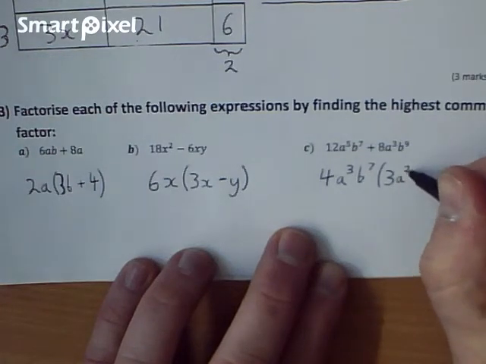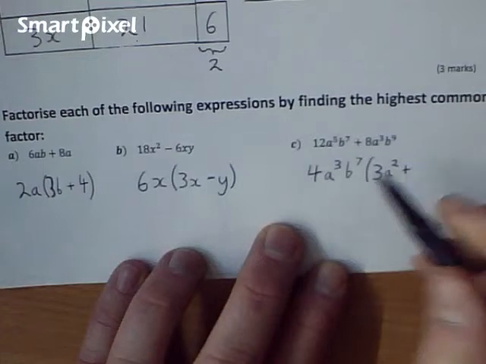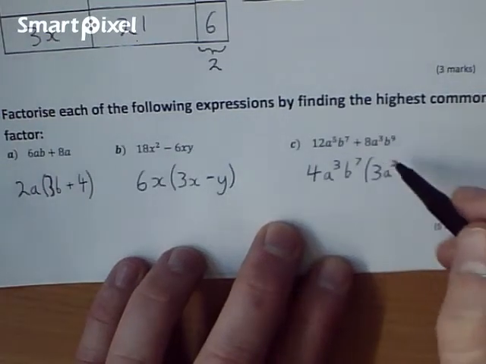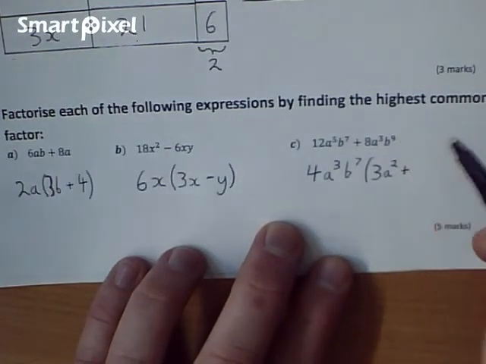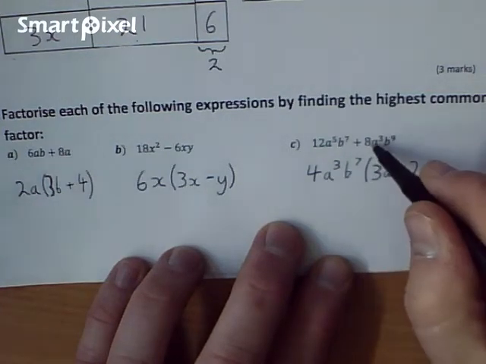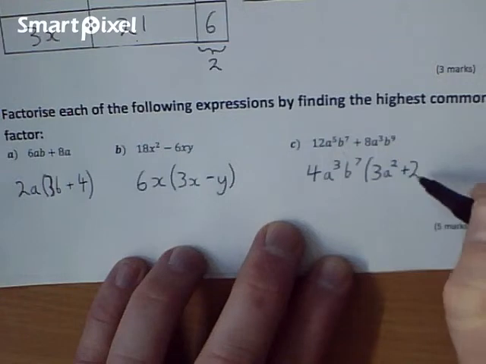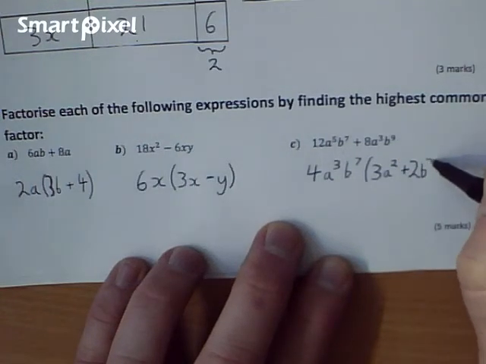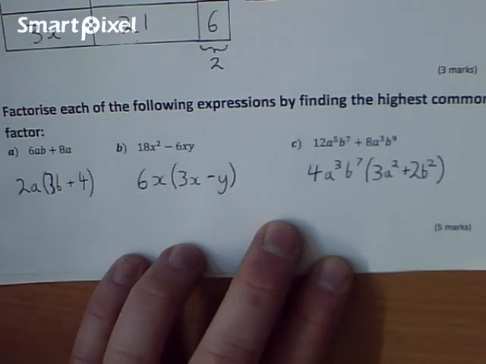3a squared. And then plus, okay, what do I need to multiply this by to get this bit? I don't need any more a's, but I do need 2 more b's, and I also need 2. So 4 multiplied by 2 gives me 8, and then I need 2 more b's, so 2b squared. That was quite tricky for 6 marks.